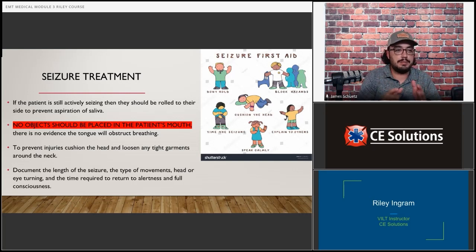No object should be placed in the patient's mouth. This isn't 1966, okay? We are not worried about them swallowing their tongue, okay? There's no evidence that the tongue will obstruct the breathing either, okay? If we think that that is something, then we have the correct tools for that, right?